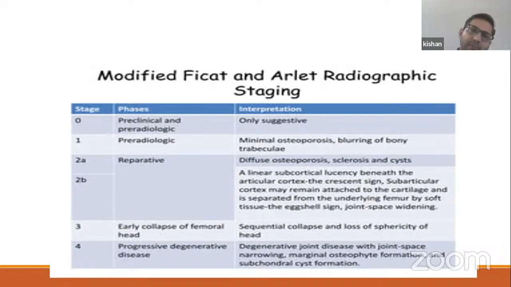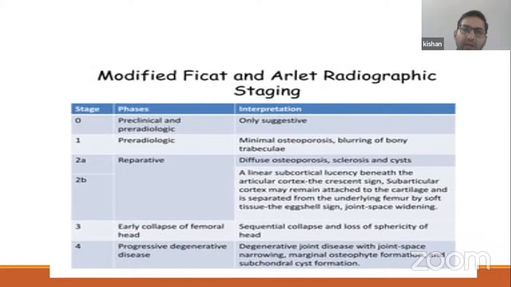So we have staging based on the MRI changes for avascular necrosis of the femoral head. It is known as the modified Ficat-Arlet radiographic staging. So the slide is not clear, but I am reading it. So there are four stages of avascular necrosis of the femoral head.